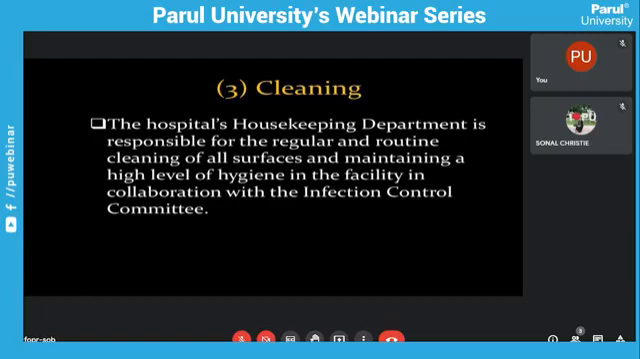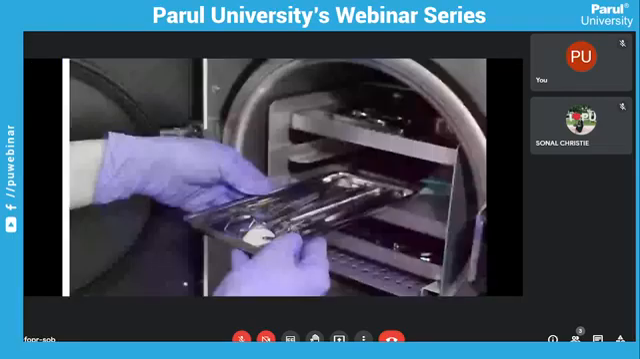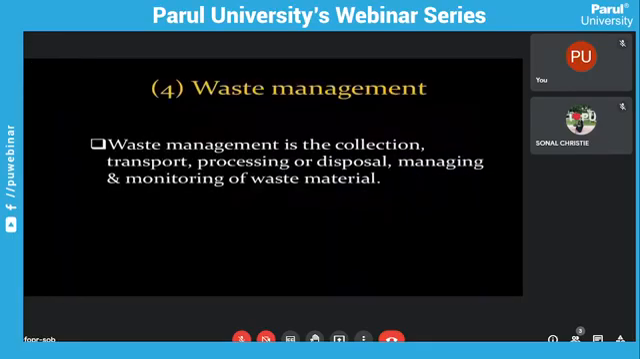Cleanliness can reduce loads of microorganisms. By this process also we can decrease the number of microorganisms. So we have seen the process of sterilization, decontamination and cleaning. Then fourth is waste management.